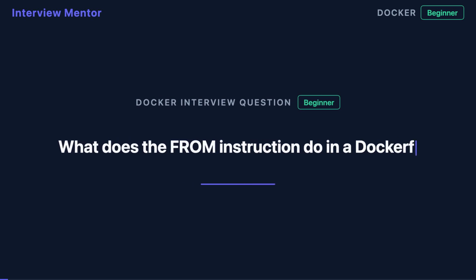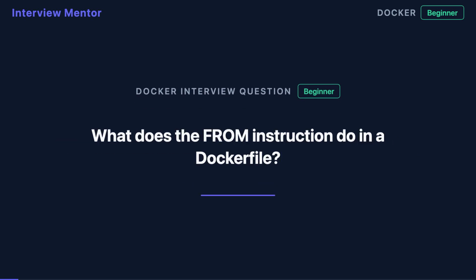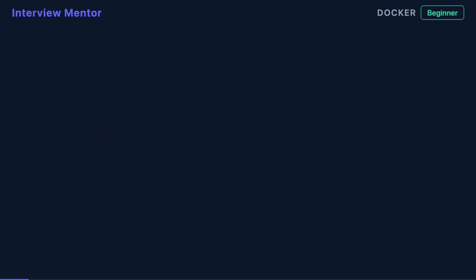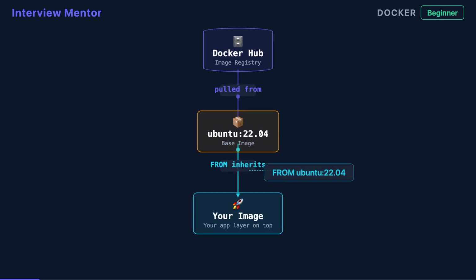Every Docker image starts somewhere. And FROM is how you tell Docker exactly where. FROM tells Docker which base image to use as the foundation for everything you build. Think of it like inheriting from a parent. The operating system, pre-installed tools, and file system all come from that base.